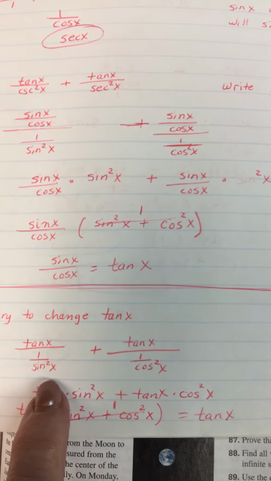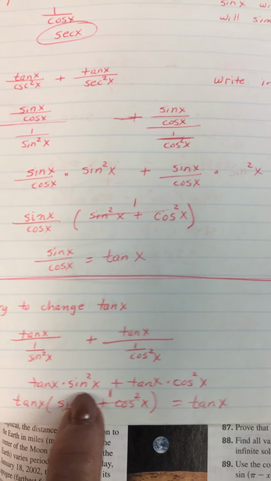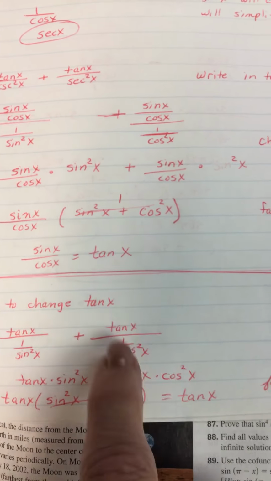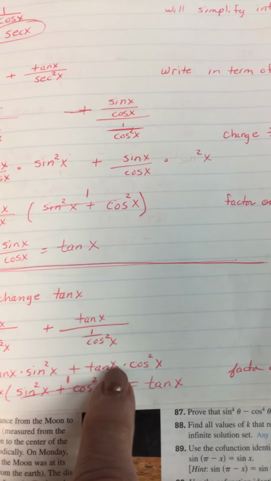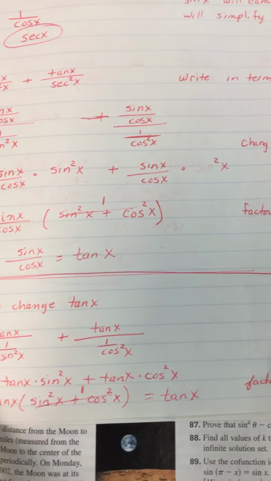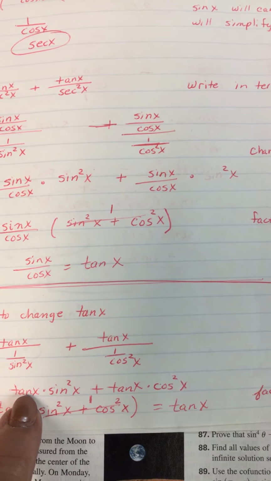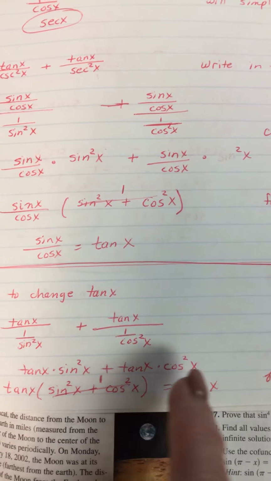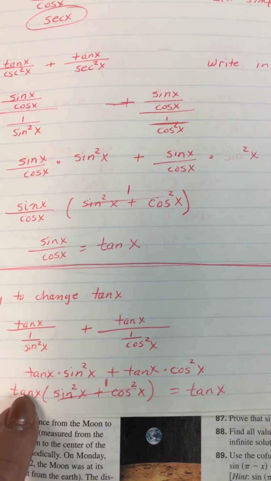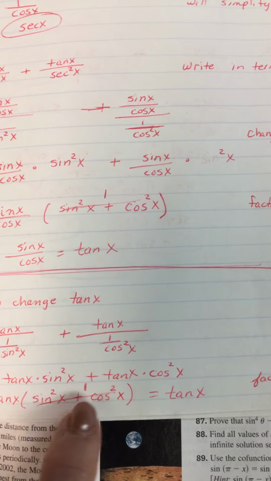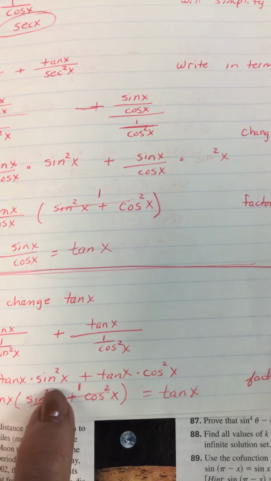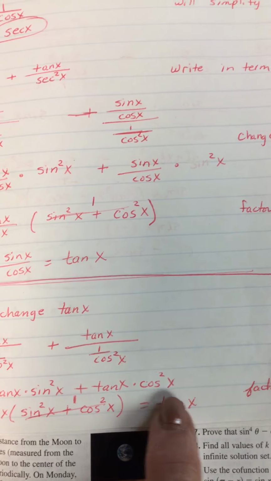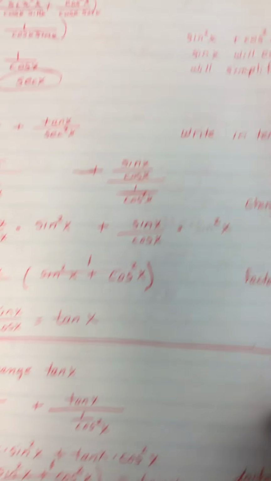So the reciprocal of 1 over sine squared becomes just sine squared x. So this is tan x sine squared x. When I kiss and flip here, it becomes tangent x cosine squared x. Here's where we're going to do that first factoring. Each of these terms have a tangent x in it, so I will factor that out, and I will be left with sine squared plus cosine squared, which I know is 1, and 1 times tan x just leaves me with tan x.